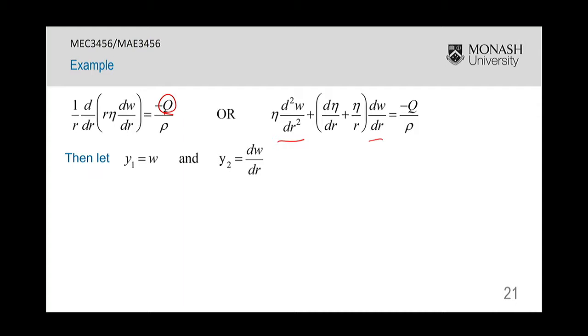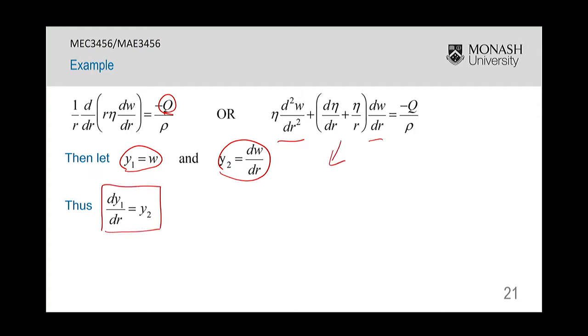Because we can't solve a second order equation directly, we're going to have to split it into a system of two first order equations. So let's let y1 equal w and y2 equal dw dr. Therefore, dy1 dr is equal to dw dr is equal to y2. So that's our first ODE. We then need to take this ODE and write it in terms of y1 and y2, and it turns out it only depends on y2. dy2 dr is equal to negative 1 on eta, d eta dr plus eta on r, times y2, minus q on rho eta.